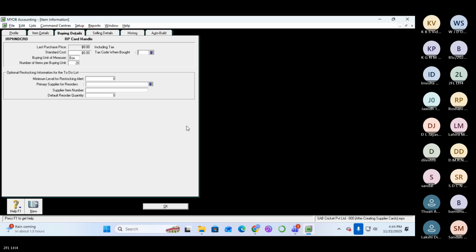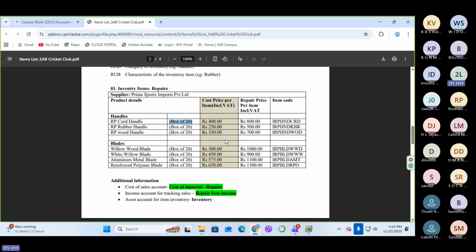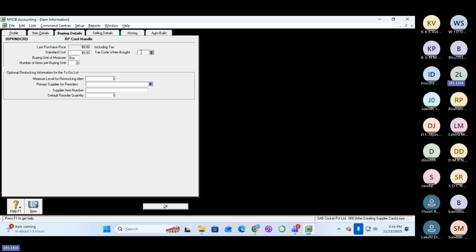And then tax code when bought, that is VAT inclusive. So you can mention the tax code here. VAT inclusive, right? So those are the information. This top part of this information is essential to fill, right? Very important information. Buying unit of measure and number of items per buying unit of measure. If you make a mistake here, all your inventory values will be different.